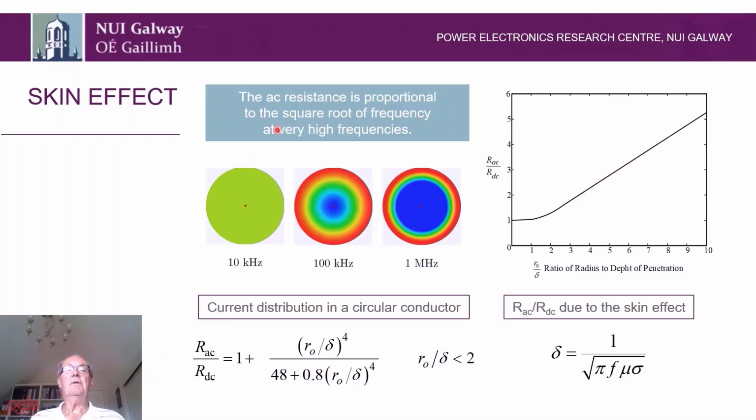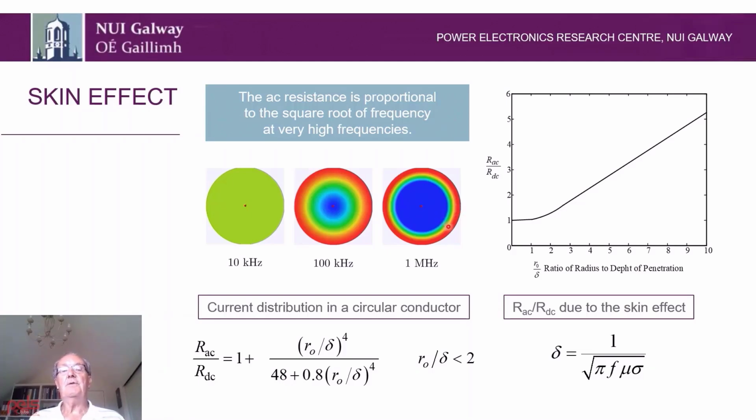Right, so here's the current density distribution at 10 kilohertz, evenly distributed around the conductor. At 100 kilohertz, we're starting to bunch the current to the outside. Red means high current density. And then at 1 megahertz, you can see that the current is in a very narrow layer on the outside here. And the thickness of that red layer is effectively the skin depth.